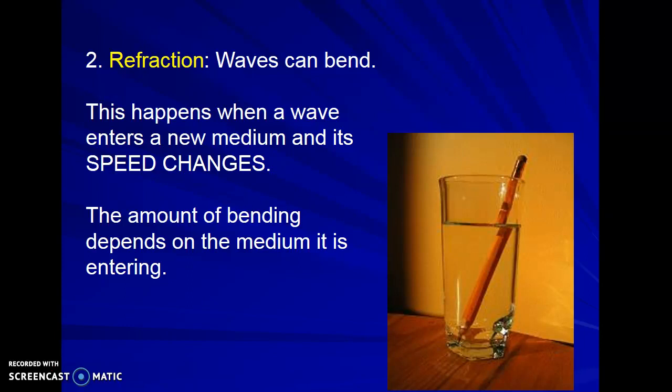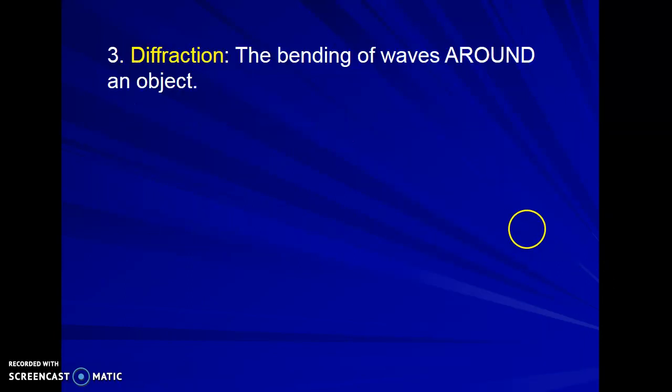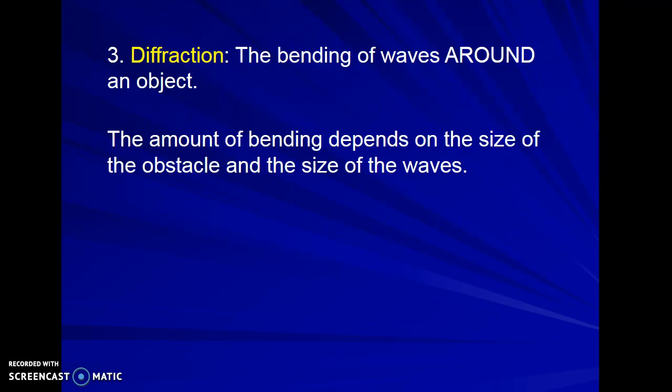The last type of way that we can change the wave direction is through diffraction. This is when we actually bend waves around an object. The best way to think of this is to think about ocean waves bending around a rock. The amount of bending is going to depend on the size of the obstacle and the size of the wave. So if it's a really big obstacle but a small wave, you're going to get some bending around. If it's a really small obstacle and a really big wave, then there's not going to be as much bending.